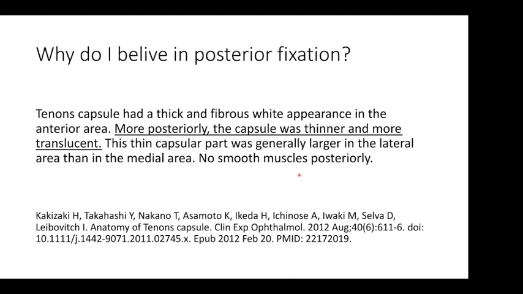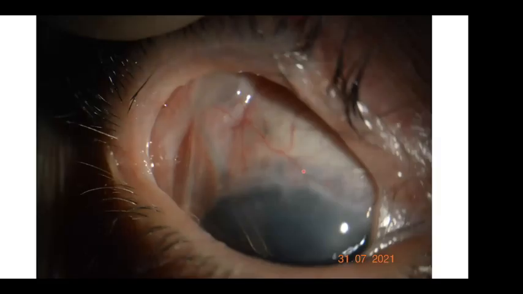So I think the Tenon's here is anatomically more accepting of the aqueous, and the capsule that will form is not a very hazardous capsule. And actually they found some smooth muscle fibers in the Tenon's layer anteriorly. They are not existing posteriorly. So I think there are some features in the posterior Tenon's that help a better outcome.